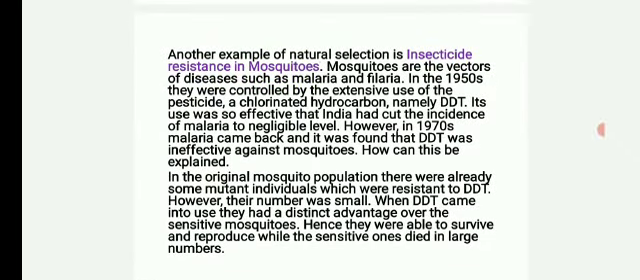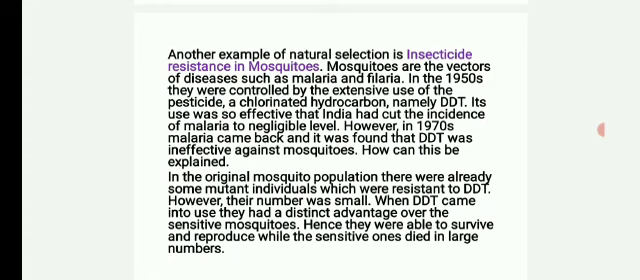Another example of natural selection is insecticide resistance in mosquitoes. Mosquitoes are the vectors of diseases such as malaria and filaria. In the 1950s, they were controlled by the extensive use of a pesticide, a chlorinated hydrocarbon, namely DDT. Its use was so effective that India had cut the incidence of malaria to a negligible level. However, in the 1970s, malaria came back and it was found that DDT was ineffective against mosquitoes. How can this be explained?